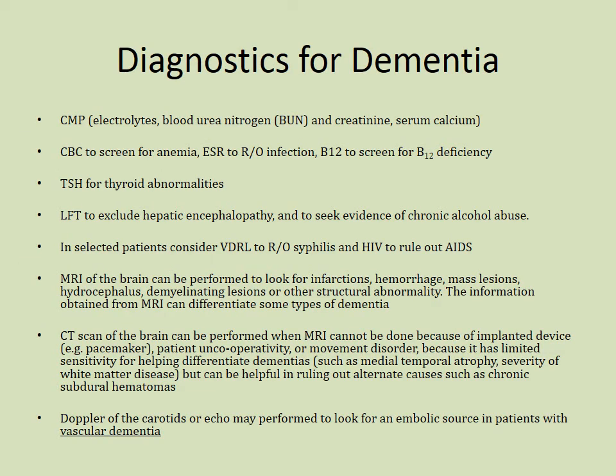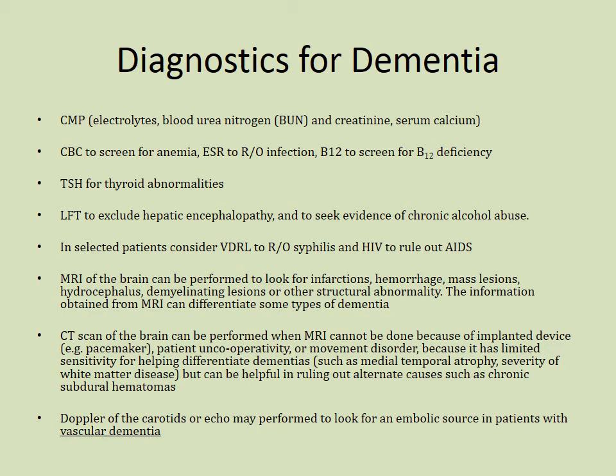All right, if somebody comes in with new onset of dementia, it takes quite a big workup to do a good job with this. You want to get a CMP, look at your electrolytes, your BUN, your creatinine, renal function in particular, and then also your calcium. You want to look for anemias, B12 deficiencies, and infections. You want to check the thyroid for any abnormalities. You also have to look at your liver function tests to make sure that hepatic encephalopathy is not present, and also that you're not overlooking alcohol abuse.